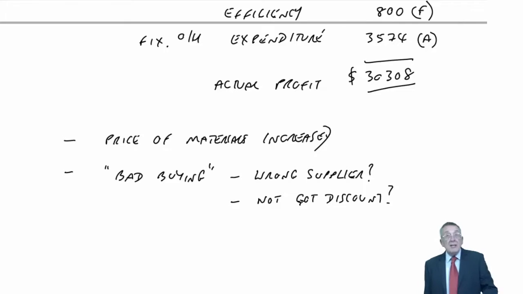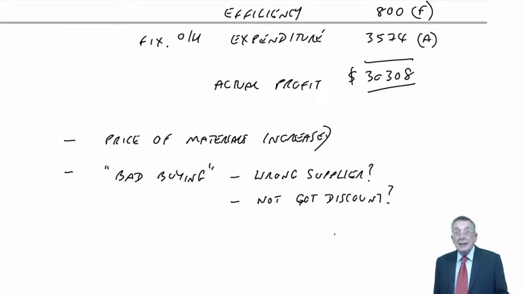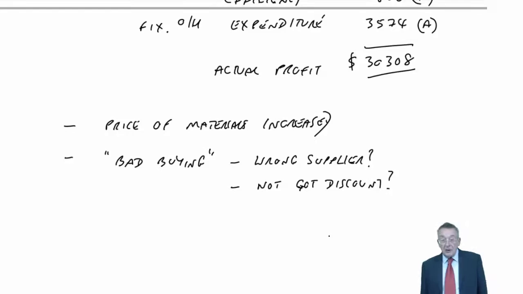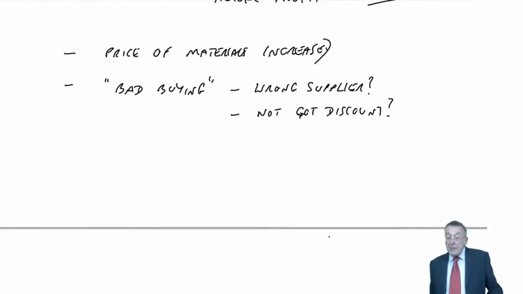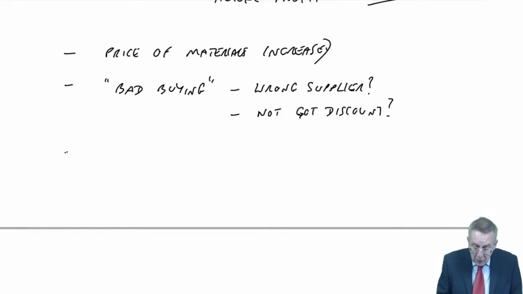Whereas in the first case, if price goes up, there's not much we can do about it. It's not the manager's fault. In the second case, of course, there is perhaps something we can do about it. Sack the manager, or train the manager, and maybe in future months, we will go to a cheaper supplier, or we will get the discounts. What else? Oh, now here's a good one.